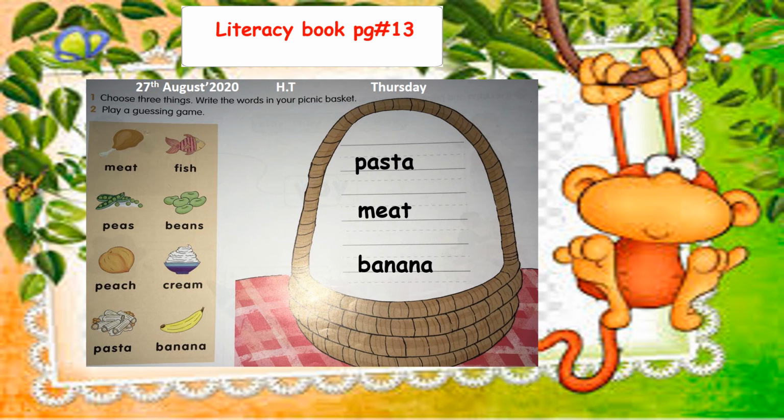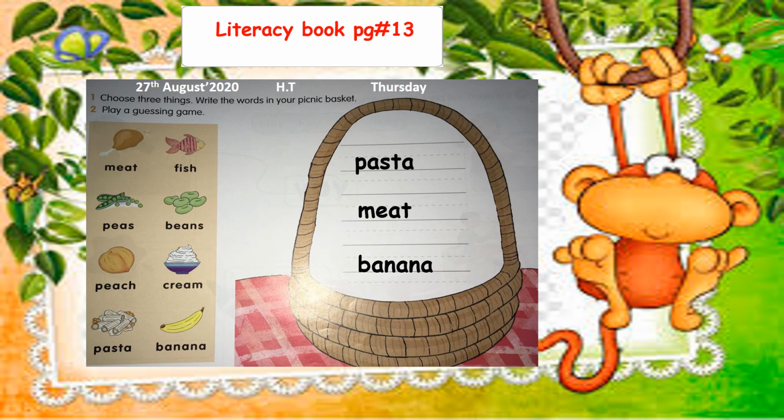Choose 3 things. Write the words in your picnic basket. On this page, there is a picnic basket given and lines are given. You have to write just 3 items, names of 3 things which you like to eat. On the left side, pictures and the spellings of food items are given. First, read with me.